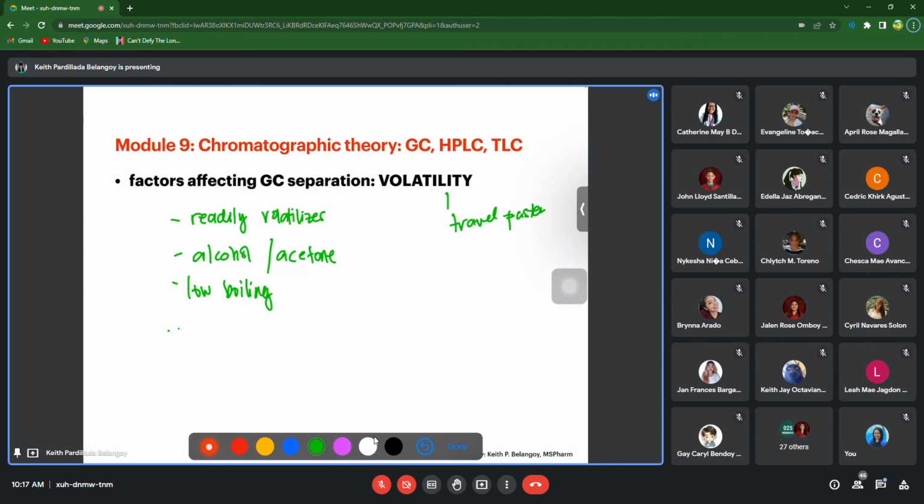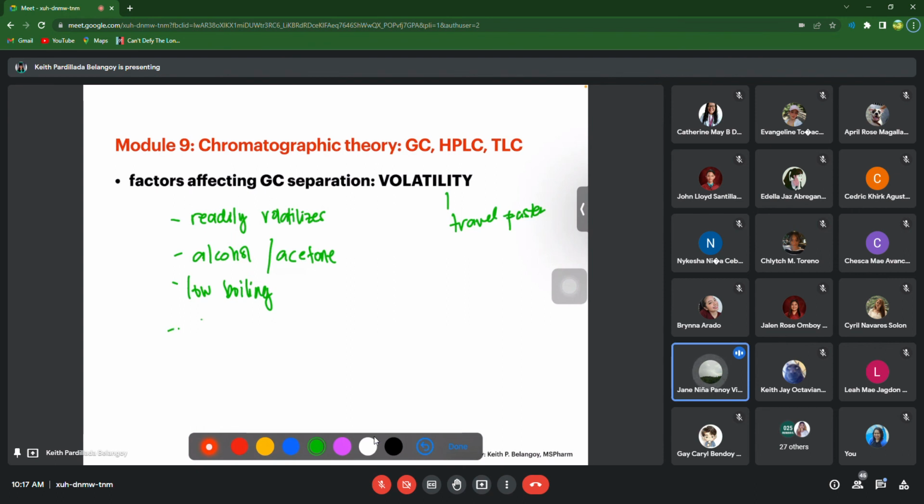Would you like to add, Villarante? What else do we have to know about volatility? Yes, Miss. The higher the vapor pressure of a compound, the more volatile it is. Higher vapor pressure and volatility translate into a lower boiling point. Increasing temperature increases vapor pressure.